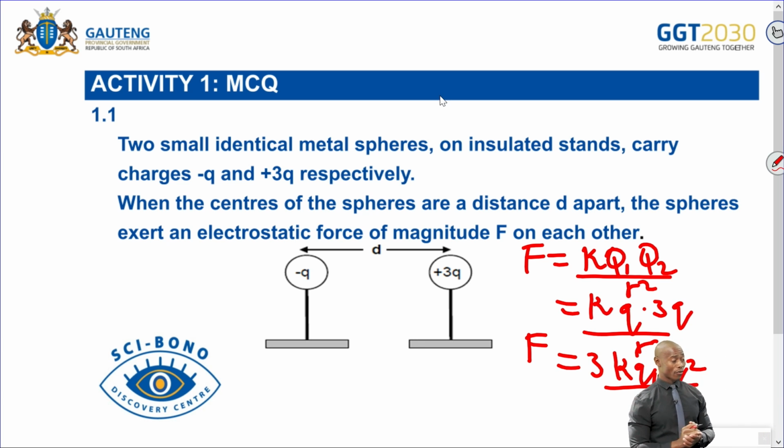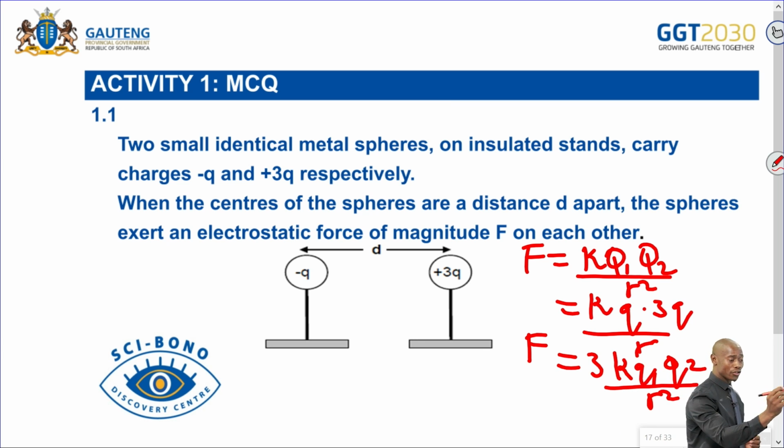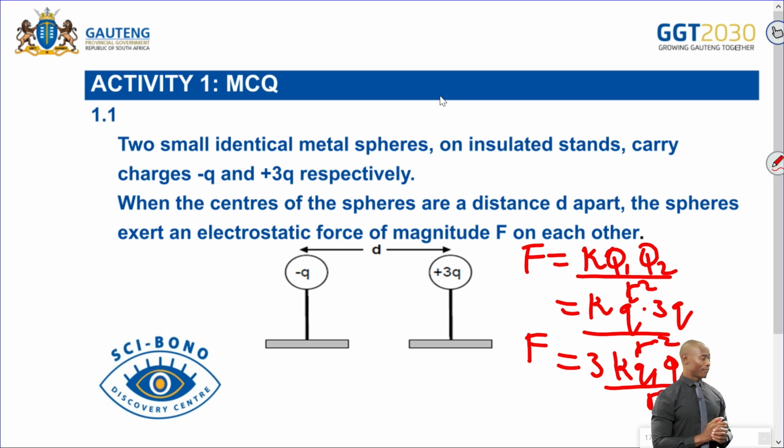So what is F according to this statement? It is 3Q1Q2 over R squared. Where is this 3 coming from? From the statement, they're saying the first one carries a charge of negative Q, and then the second one is positive 3Q, right? So I'm having Q there, I'm having 3Q there, and then divided by R squared. So this is what I have, okay?